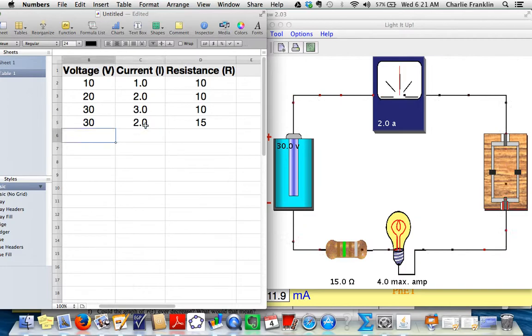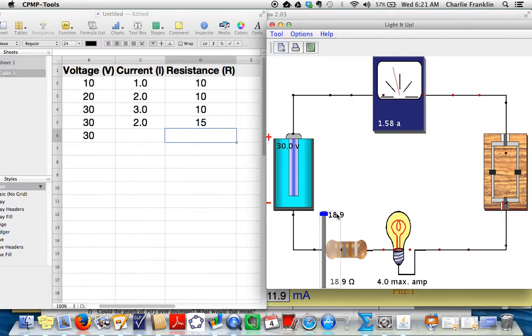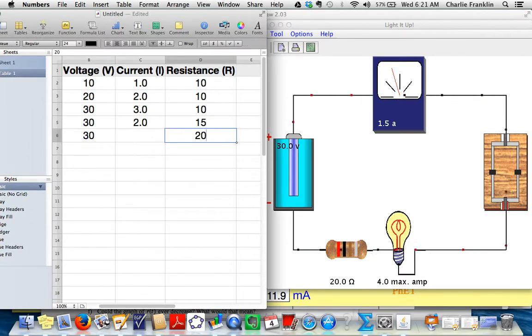Think about it. We'll keep the voltage at 30, and we'll take the resistance up another notch to 20. There we go. And as the resistance went up to 20, now the current is down to 1.5. Notice that this was not a linear relationship.